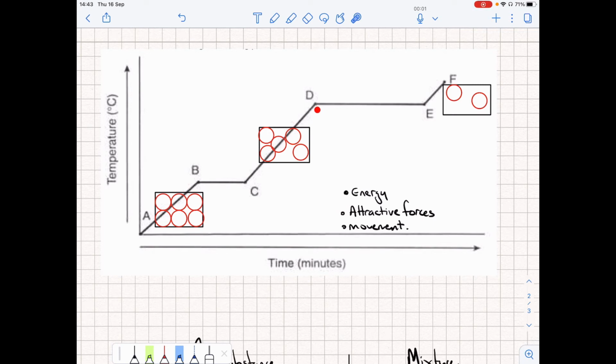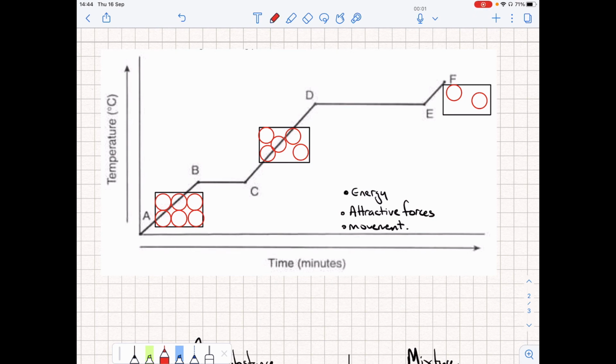And once we get to here, again, it's going to take time for this to change into a gas because we have to show all the particles got the energy they need. We have to overcome the attractive forces between the particles, and those particles have to gain more energy so they can move more. And that takes time, and this is the time it's going to take. So once we get to E, we've then converted this substance from a liquid into a gas, and therefore we have the particles arranged in this gas arrangement.